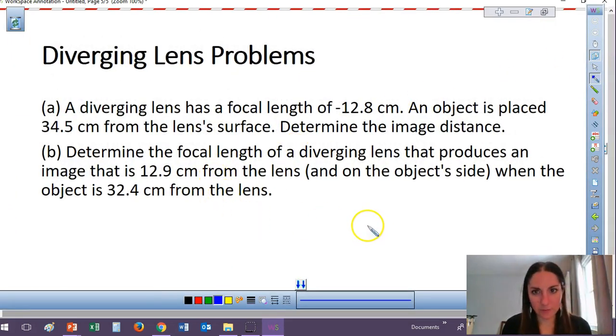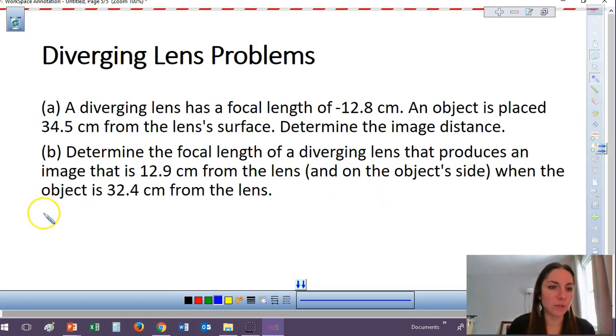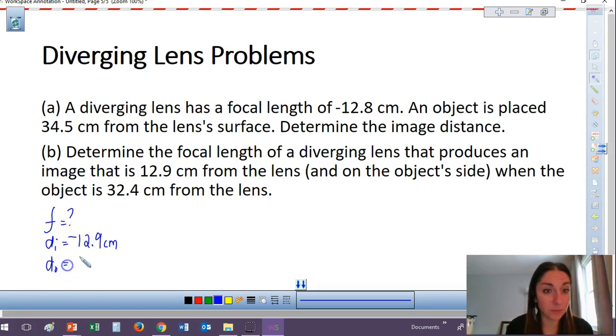Determine the focal length of the diverging lens that produces an image that distance from the lens when the object is that distance from the lens. So we're looking for F now. It says the diverging lens produces an image of 12.9 centimeters. Now remember that this is going to make a virtual image, so we have to add in the negative sign. It's not included there.